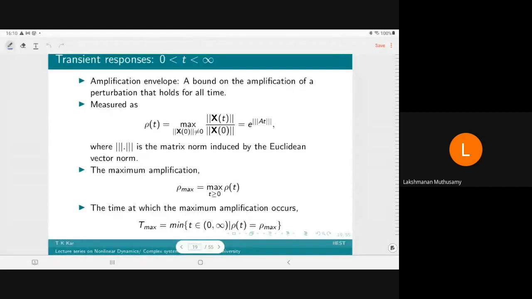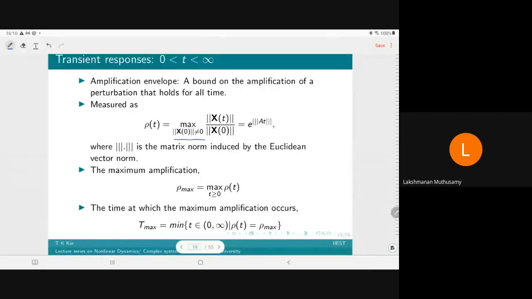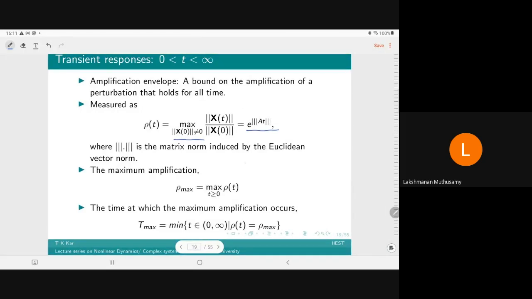And this is measured in this way: the maximum over all initial points of this norm, and that is the matrix norm induced by the Euclidean vector norm. And the maximum amplification is what? This is the amplification envelope. This is measured in this way, and the maximum amplification is at the t greater than or equal to 0 for which this rho(t) becomes maximum.